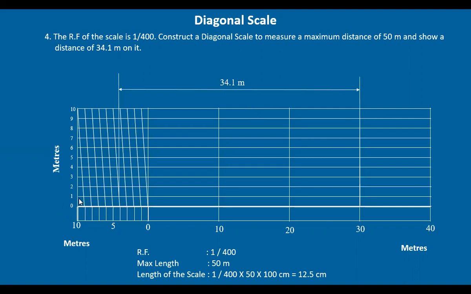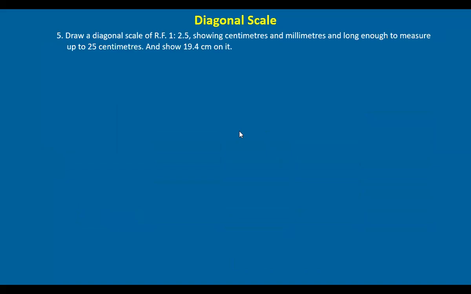And one more thing is here, actually, you can show it as 0.1, 0.2, like that. Okay? Or otherwise, you can show it as 1/10 of meters instead of meters, because this is showing meters and this is 1/10 of it. You have to write not meters, just write 1/10 of meter. Okay? So like this, you have constructed the diagonal scale.